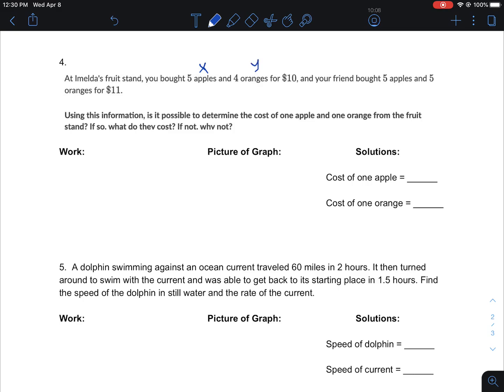I'll call that Y. Now, there's not going to be like a total like X plus Y in the previous example because no one's talking about total fruit. These both involve money. So really, you're just going to write the following. 5X plus 4Y equals 10. And then 5X plus 5Y equals 11. Now again, you could solve by substitution, elimination, if you want to, or you could go graph this on Desmos, which is what we're going to do.